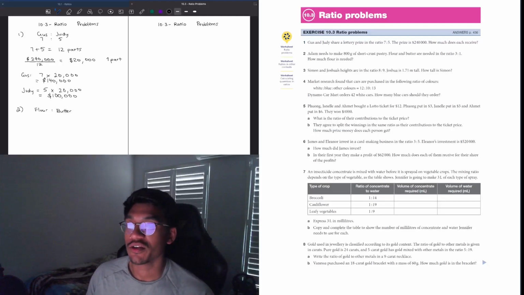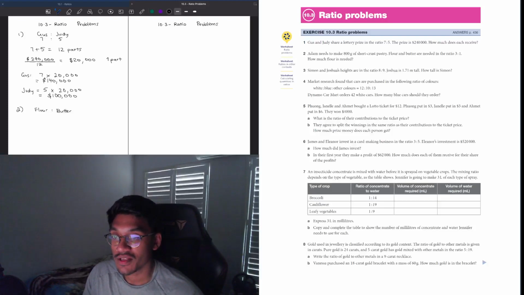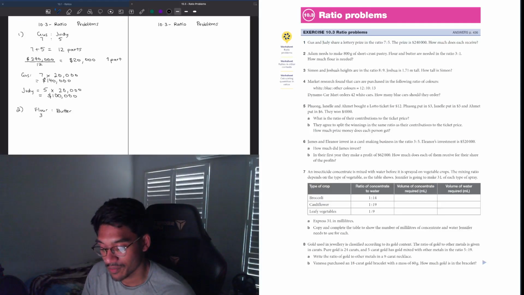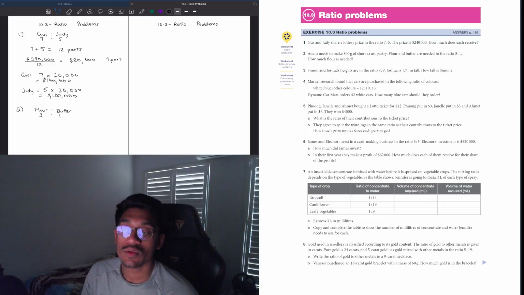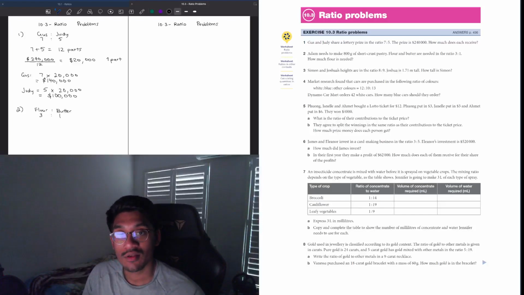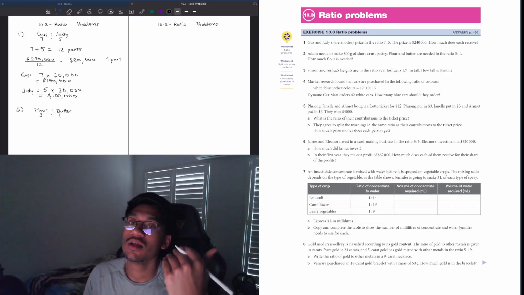We know that ratio, what does it say? It says 3 to 1. So we know it's 3 to 1. And we know that altogether, when we combine this flour and butter, it needs to make 800 grams. I'm going to do the exact same thing: work out how many parts there are, do the total amount divided by how many parts there are to work out the value of one part, and multiply it in.